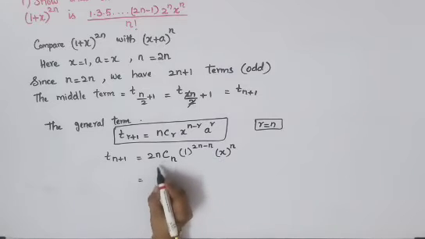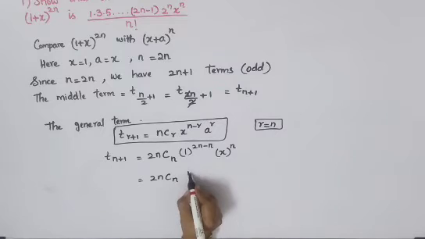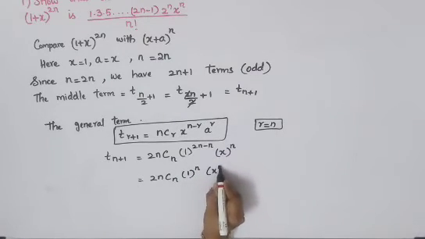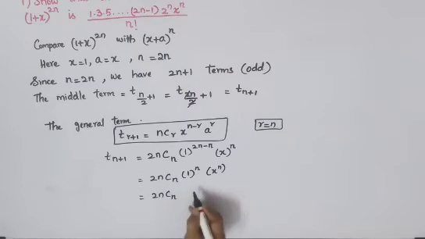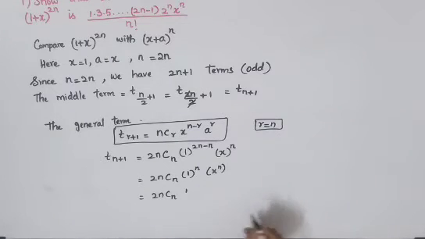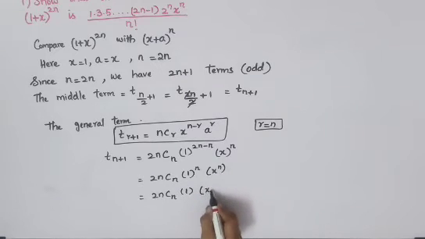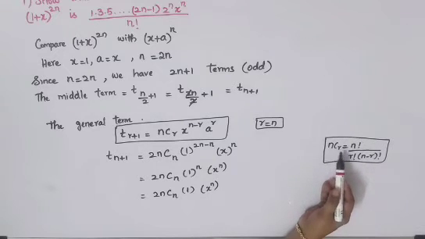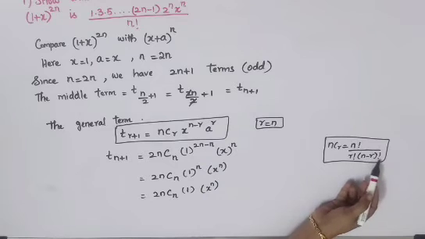Okay, so now 2nCn will be there as it is. 1 power 2n minus n will become n, into x power n. So this is equal to 2nCn. 1 power n will become 1 only, because 1 plus 1 plus 1 etc. up to n, that answer will be 1. So 1 into this x power n as it is. You will have to solve 2nCn. For that you can use your nCr formula.